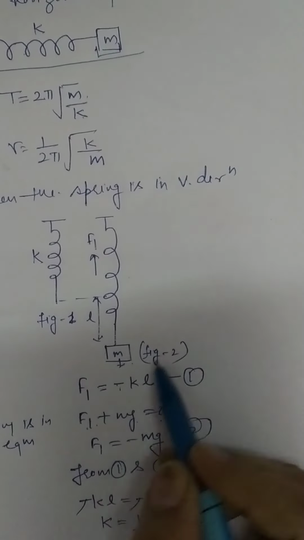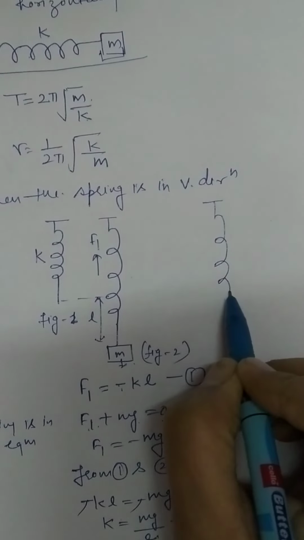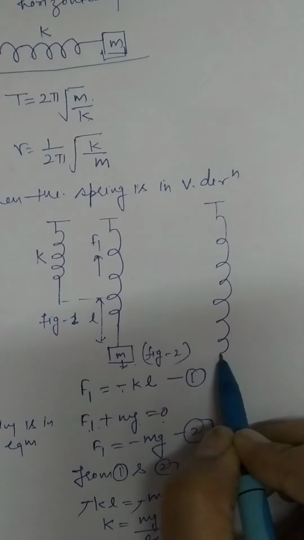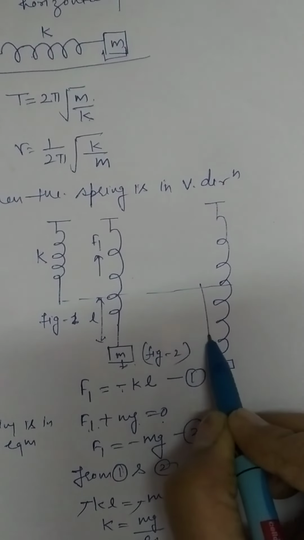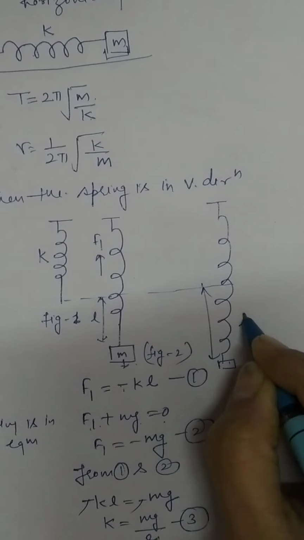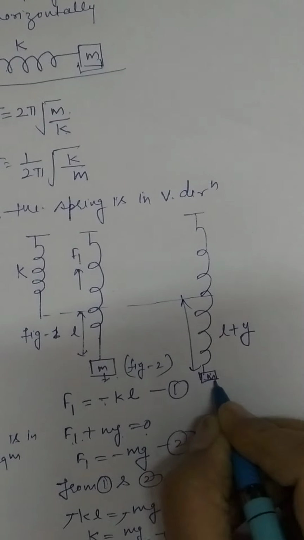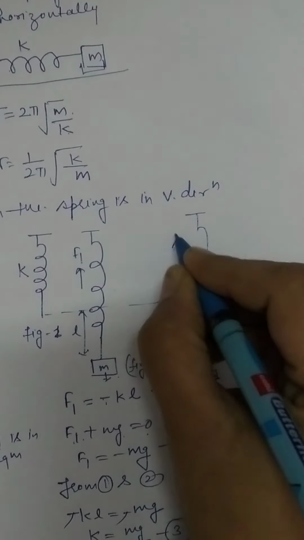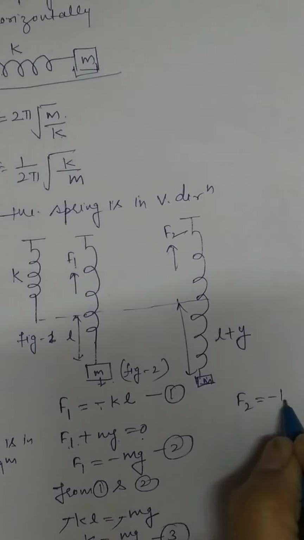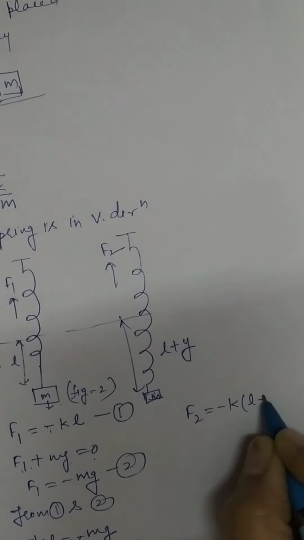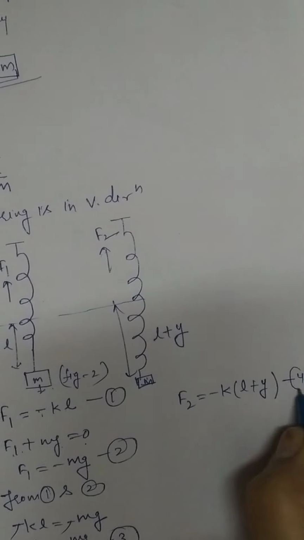Now if I further pull it, if I displace it slightly by some more distance, and release it, what happens? Then it executes simple harmonic motion. The distance through which it gets displaced is L plus y. So now what is the restoring force? F2. We can write F2 as minus of K into the total extension produced, L plus y. You can mark this as 4.